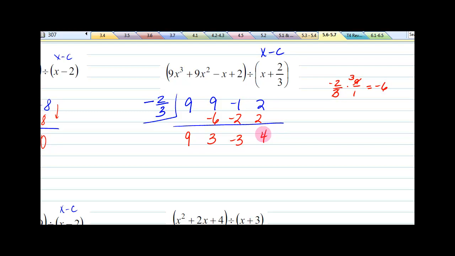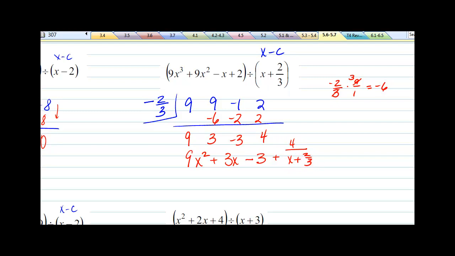So I'm going to have a remainder. That's what this 4 tells me. And now I just need to figure out how to write my answer. In this particular problem, my highest power was x to the 3rd, and I always start my answer 1 less than that. So my answer is going to start out as x squared. Here's the coefficient for my first term, and we go from there. 9x squared plus 3x minus 3 plus 4 over my divisor of x plus 2/3.